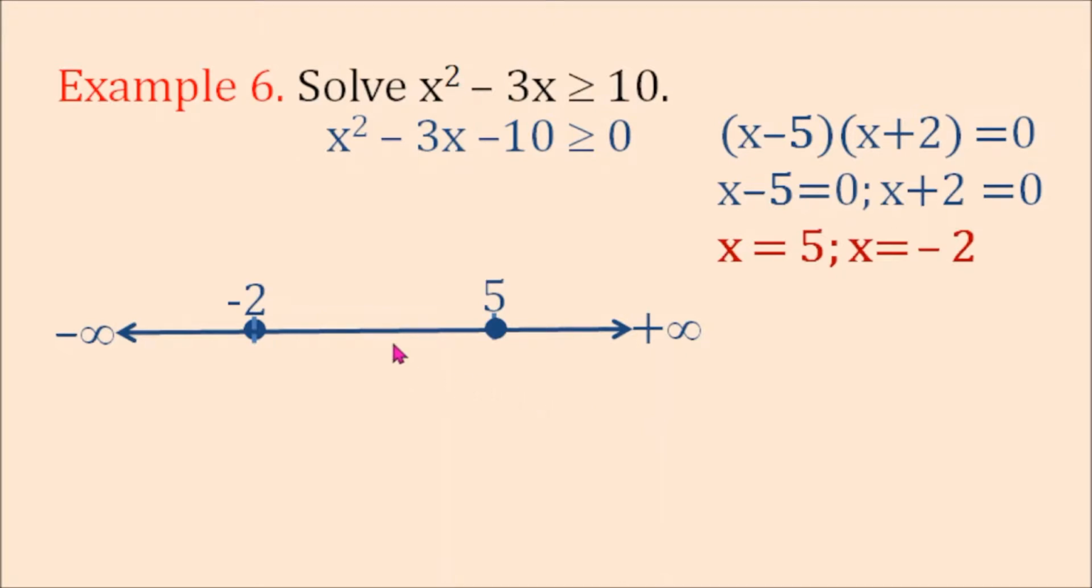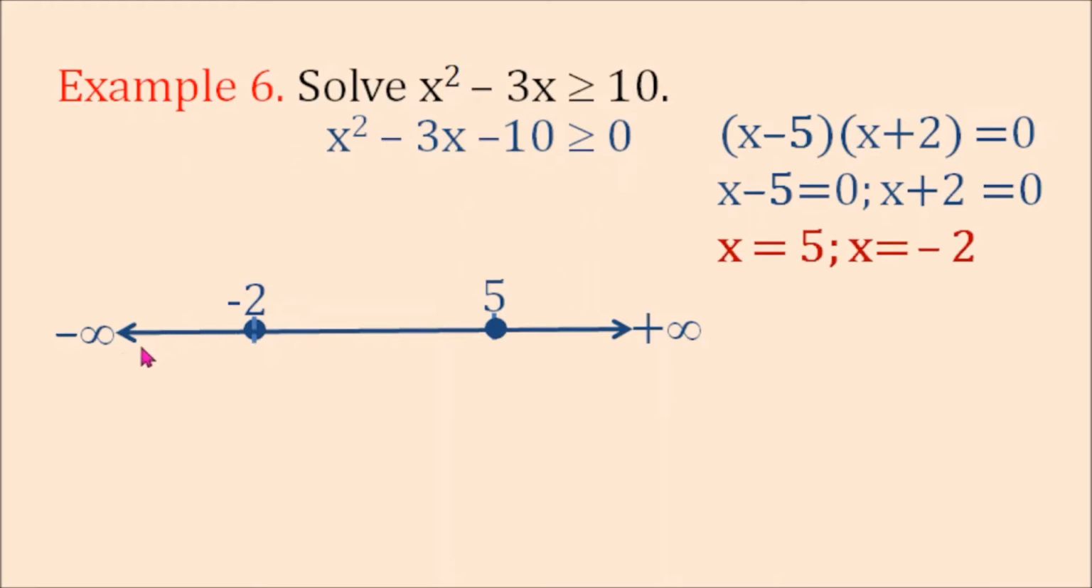Now notice here that these numbers negative 2 and 5 divide our number line into 3 intervals. Our first interval is from negative infinity to less than negative 2, and our second interval is from greater than negative 2 to less than 5, and our third interval is from greater than 5 to positive infinity. We are going to try which of these intervals is or are the solutions of our inequality.